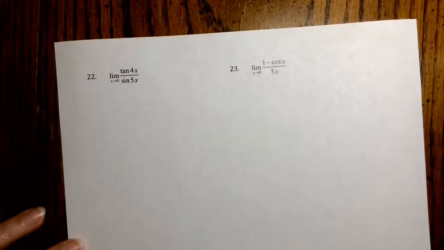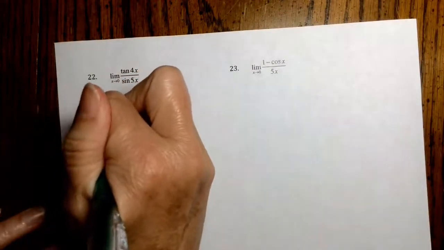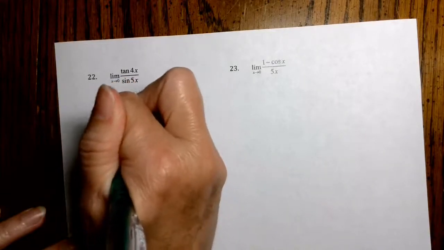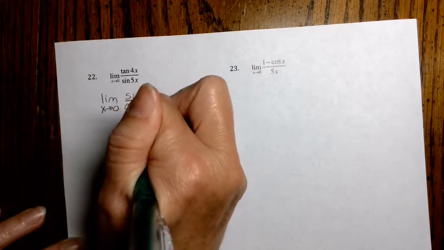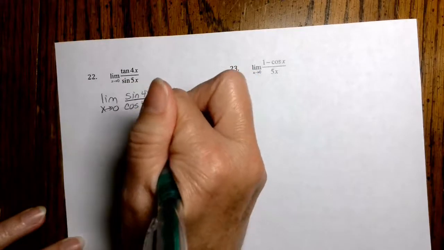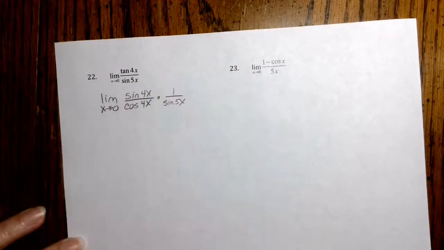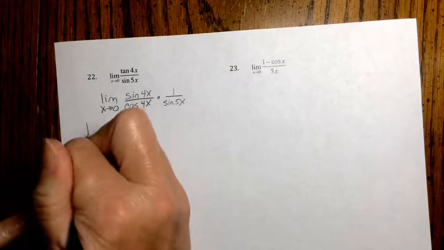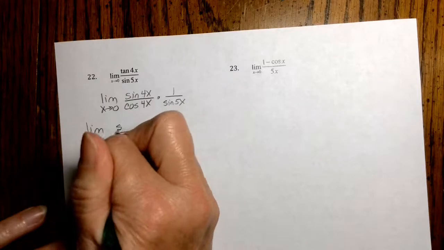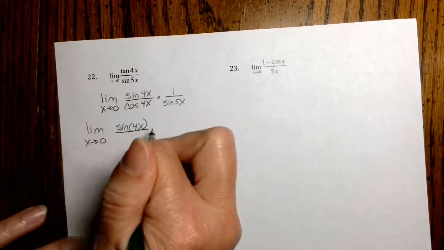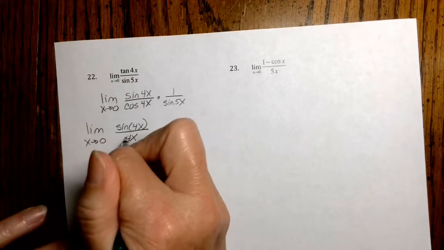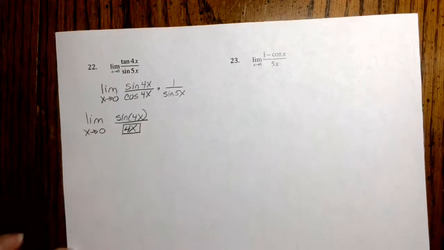Again, a tangent, so I'm going to rewrite it. So the limit as x goes to 0, sine 4x over cosine 4x, and then dividing by sine of 5x is multiplying by its reciprocal. Splitting apart to show the ratios that go to 1. Start with the sine of 4x. Ideally, to make it go to 1, I need the matching linear term. I put that in. I'm going to make a note to myself. I just put that in.